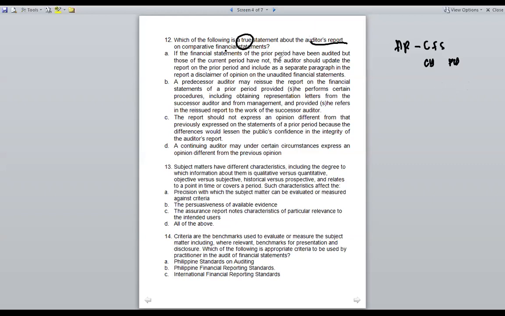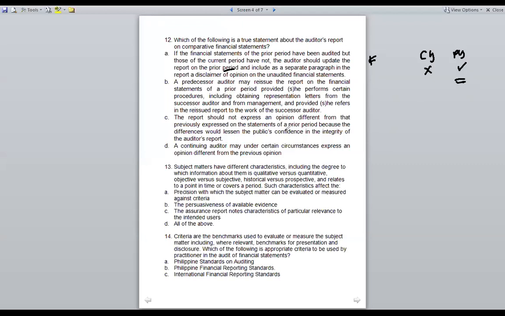Which is true. If the financial statement of the prior period had been audited but those on the current period have not. Okay, so sabi niya, prior year is audited but itong current year is hindi pa. Teka, mali yung current year and prior year. So prior period have been audited, current year is not. So, okay, the auditor should update the report on the prior period and include as a separate paragraph. So bakit pa niya i-update ang prior year? Ang prior year, audited na siya. So it's false. Number 1 is false. Okay?